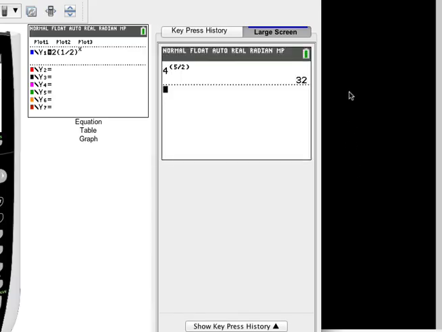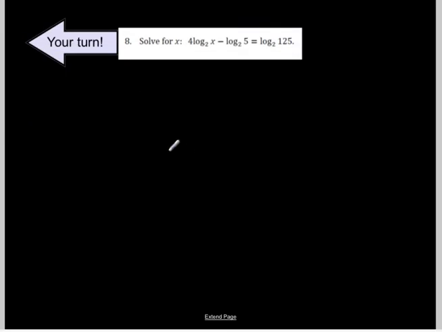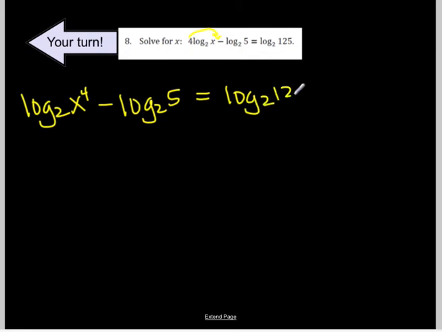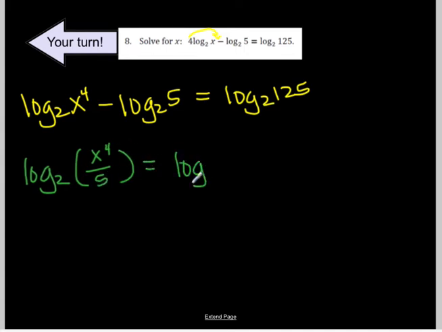Okay. All right, I am going to go ahead and do example 8 right now. Same idea as example 7. I'm going to put that exponent back. So I will have log base 2 of x to the fourth minus log base 2 of 5 is equal to log base 2 of 125. It is subtraction, so I would rewrite subtraction with division. So I would have log base 2 of x to the fourth over 5 is equal to log base 2 of 125. Notice log base 2, so the insides should obviously be equal because they are the same.